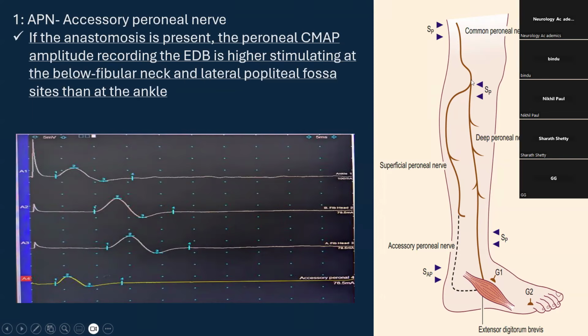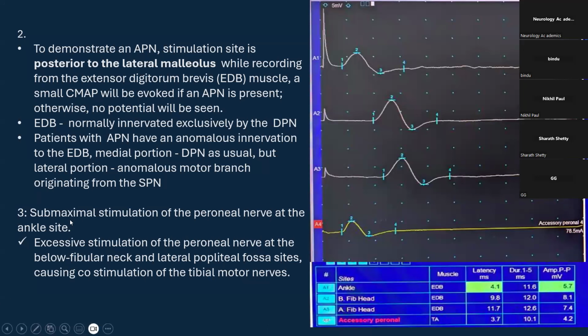And if you stimulate at this junction, before the division and above the fibula, we get a full amplitude, because both the lateral and medial parts are stimulated. Again, if we have such a recording, we have to look for any technical errors, because submaximal stimulation of the peroneal nerve at the ankle site can also give a similar tracing. And also excessive stimulation of the peroneal nerve at the below fibular neck and lateral popliteal fossa sites can cause co-stimulation of the tibial nerve, leading to a similar record.